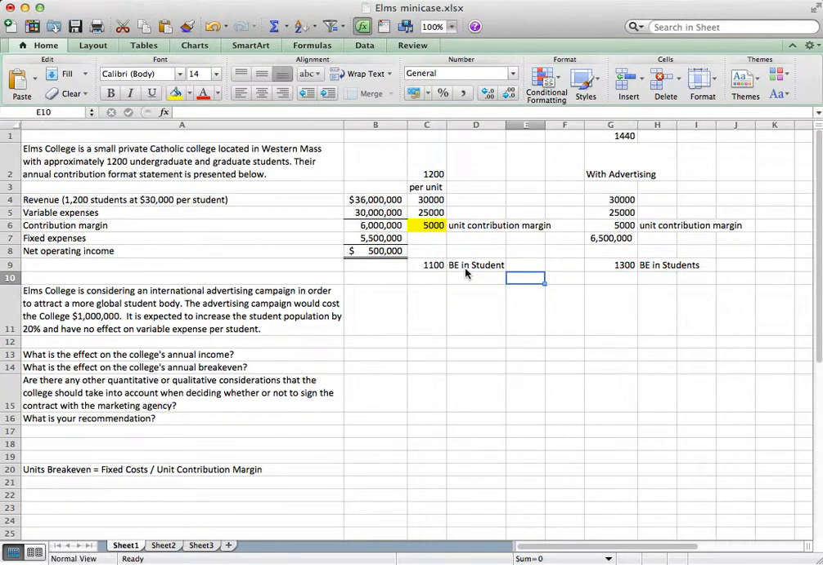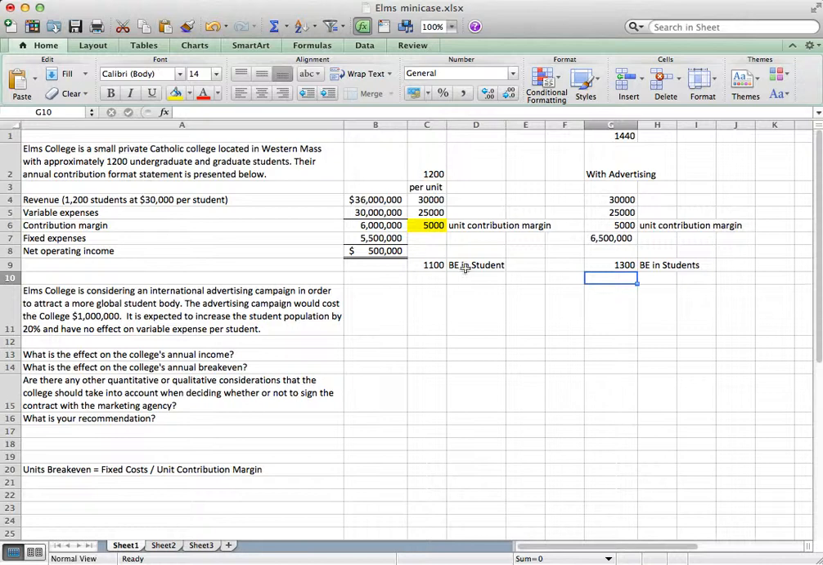So you can see that if I add that $1 million in fixed expense, I need 200 more students in order to make up for that difference. Fixed expenses greatly impact my break-even. My contribution margin would stay the same, but my fixed expenses going up will actually increase the number of students that I need to break even.